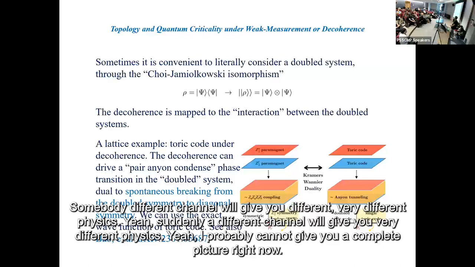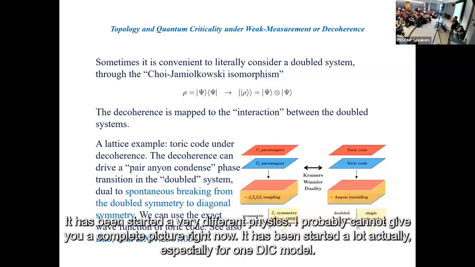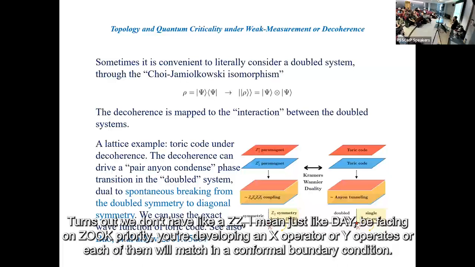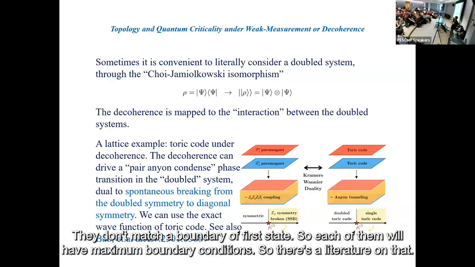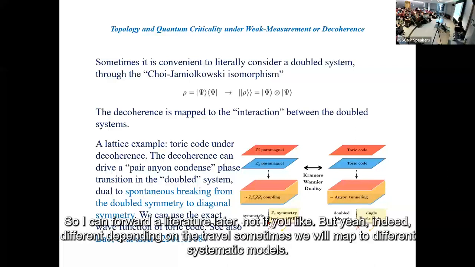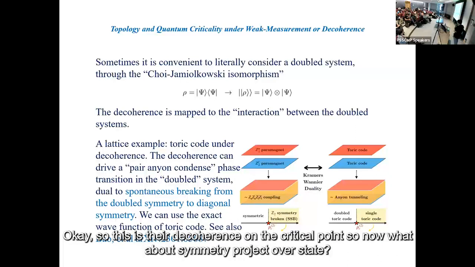There's a series of papers studying that. Certainly a different channel will give very different physics. I probably cannot give you a complete picture right now, but it has been studied a lot, especially for the 1D Ising model. You can have dephasing on the Z operator, dephasing on the X operator, on the Y operator, and each of them will map to a conformal boundary condition. So there's literature on that, and I can forward it later if you like. But indeed, different decoherence channels will map to different statistical models.